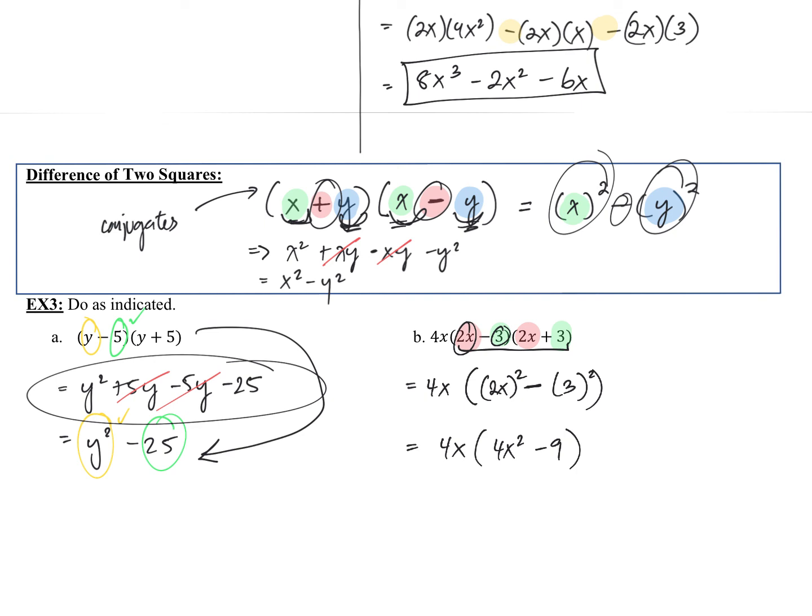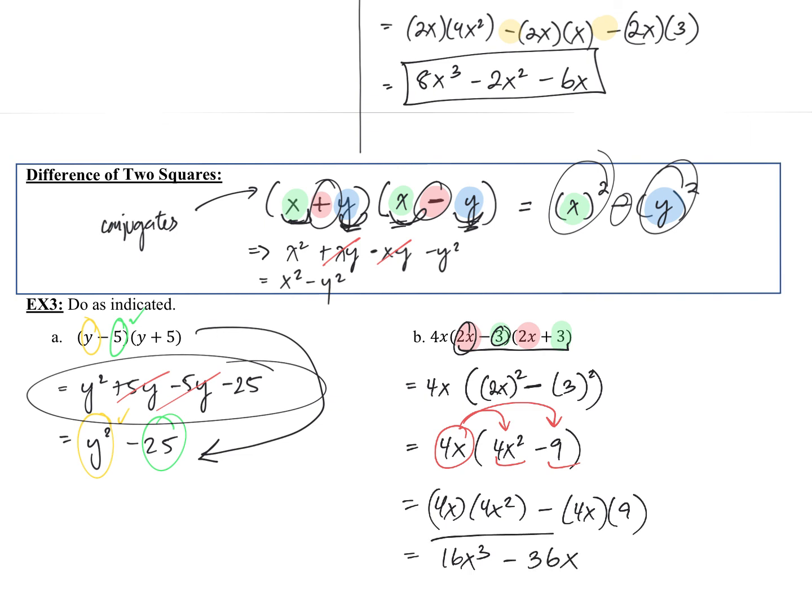That was pretty quick. The last thing to do is multiply the monomial into the binomial. So we have 4x times the 4x squared minus 4x times that 9. We get 16x cubed minus, let's see, that's going to be 36x. And there we go.